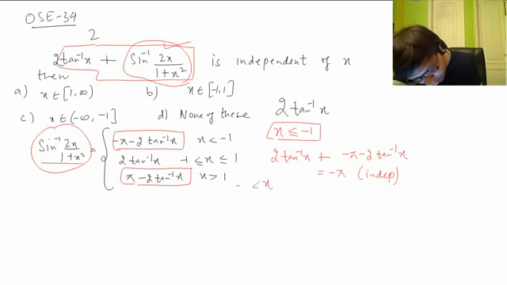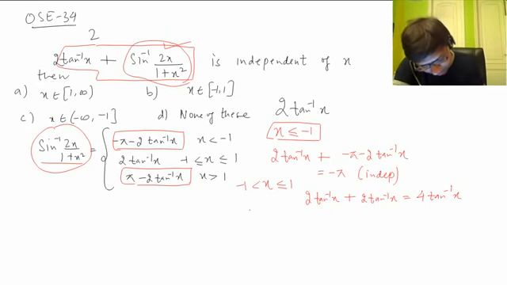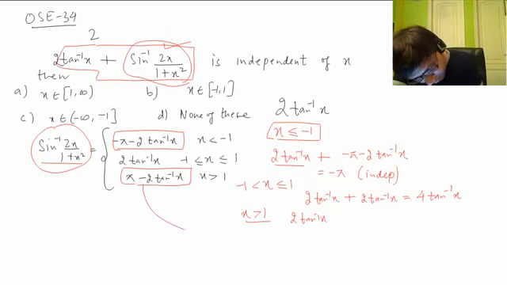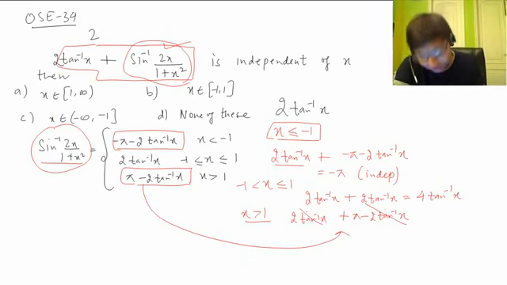But if we take between minus 1 and 1, minus 1 is an endpoint I have taken here. If you take it between minus 1 and 1, we have 2 tan inverse x plus 2 tan inverse x. It is 4 tan inverse x, not independent of x, right? If we take x greater than 1, we have 2 tan inverse x from the first term, and from sine inverse what we are getting here is pi minus 2 tan inverse x, and again 2 tan inverse x cancels out with 2 tan inverse x and it is independent of x.